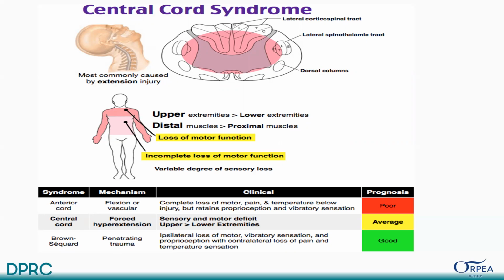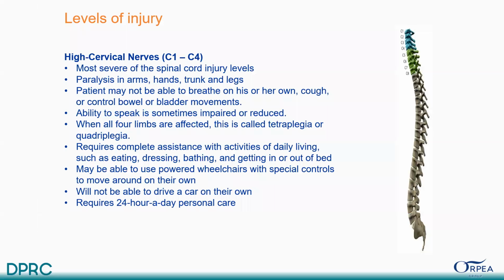Then Brown-Sequard syndrome. This is mainly a hemisection of the spinal cord. It is mainly caused by penetrating trauma. There will be ipsilateral loss of motor function, vibratory sensation, and proprioception, with contralateral loss of pain and temperature sensation. Depending upon the level of injury, the clinical signs and symptoms may vary.